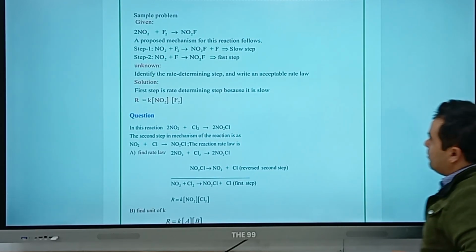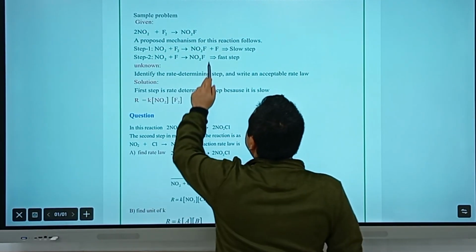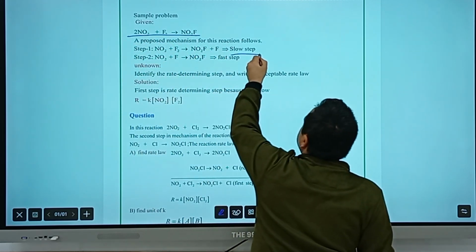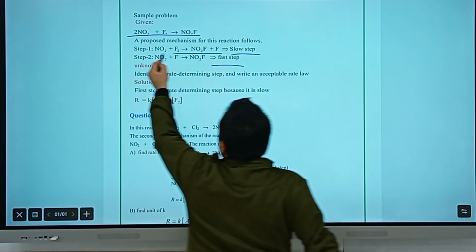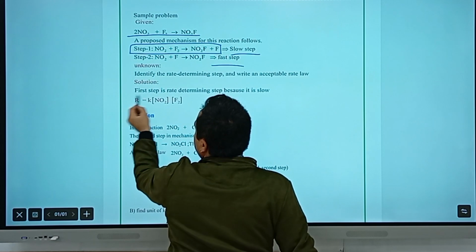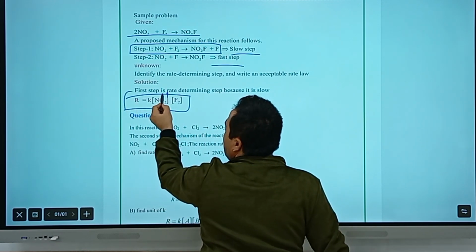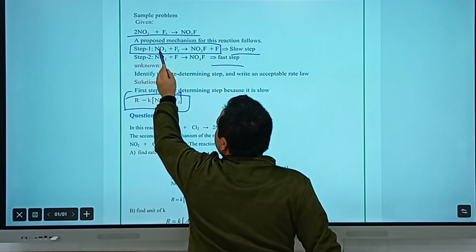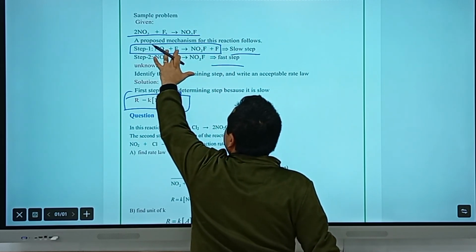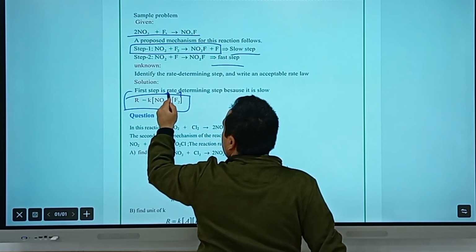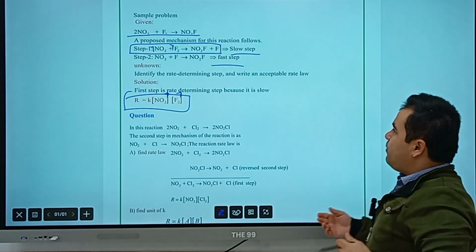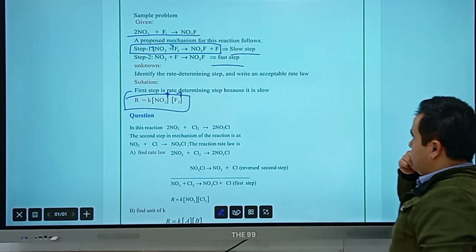Let us solve a sample problem, guys. A proposed mechanism for this reaction, the above reaction, follows two steps. The slow step is given, and the fast step. Write the rate law. So the rate law is what? Rate equals k, NO2 to the power of 1, F2 to the power of 1. Why? Because the only reactants in the slow step are NO2 and F2. We just include the reactants of the slow step in the rate, with the power of their coefficients, which are the orders.